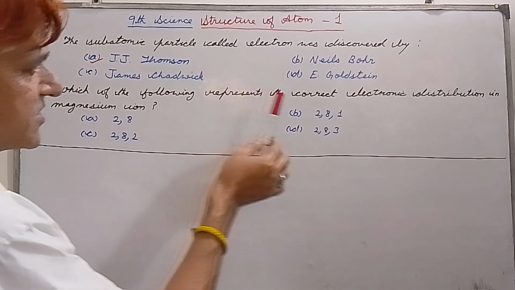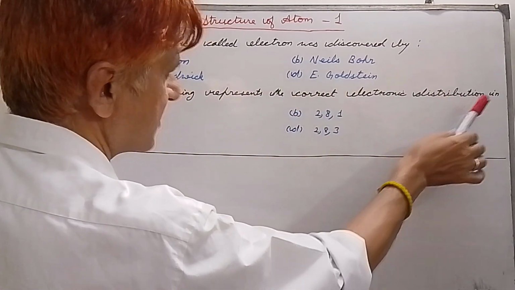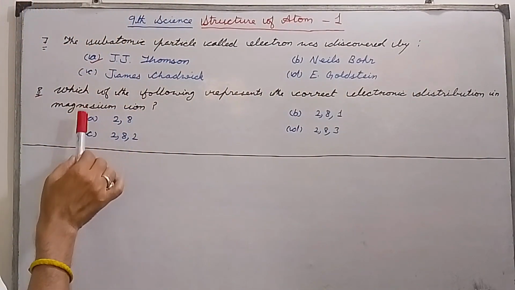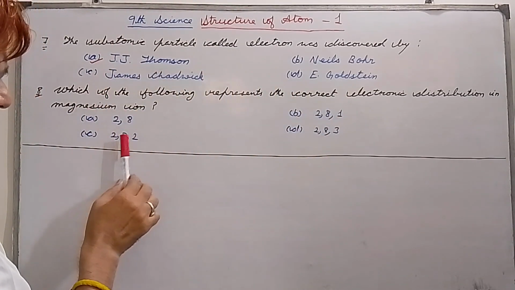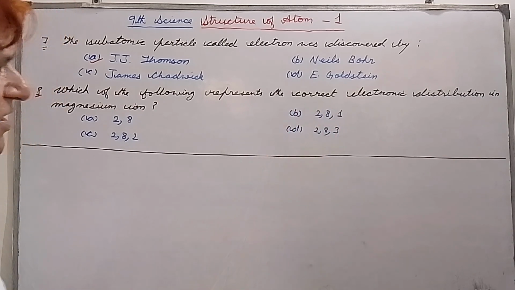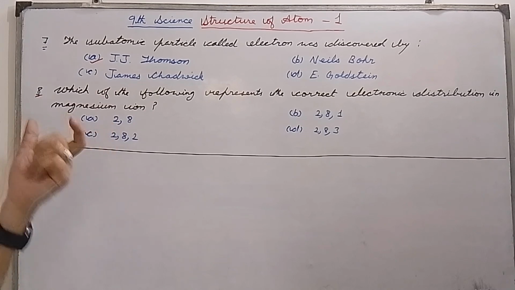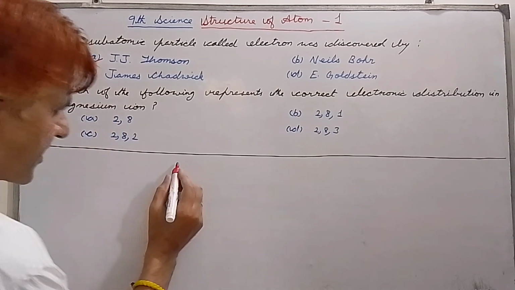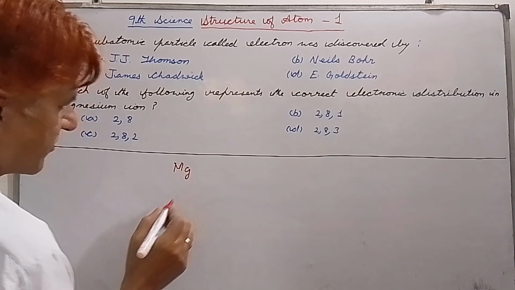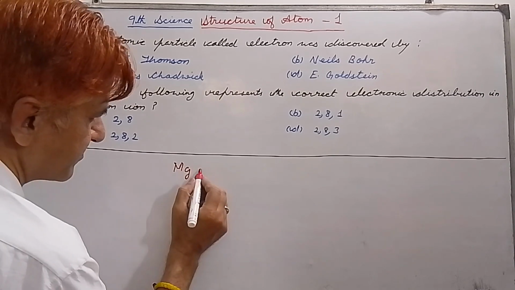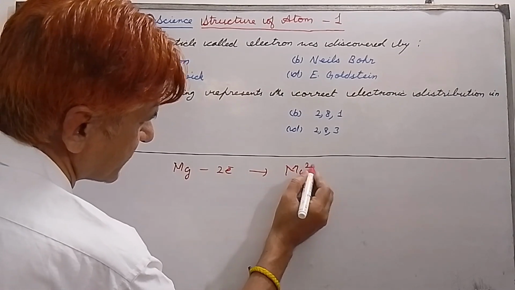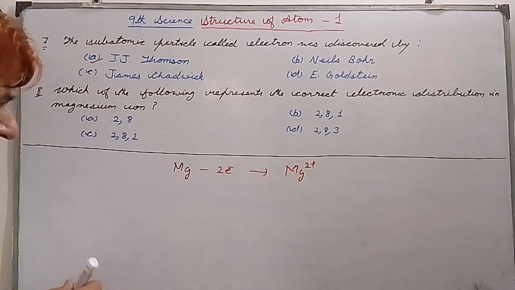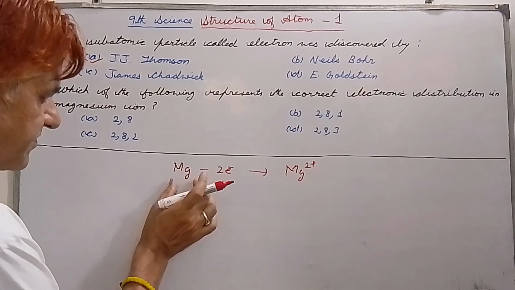Which of the following represents the correct electronic distribution in magnesium ion? First option is 28, B is 281, C is 282, and D is 283. So my dear students, here the question is that we have to find the electronic configuration of magnesium ion. So magnesium ion is formed when magnesium atom loses 2 electrons. Now atomic number of magnesium is what?